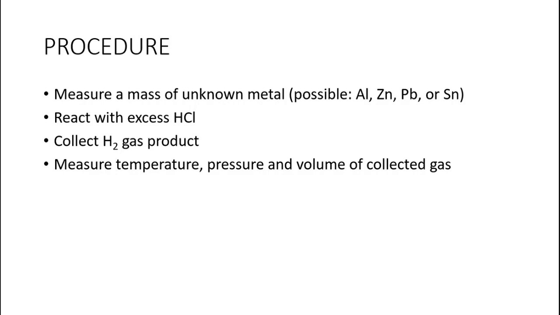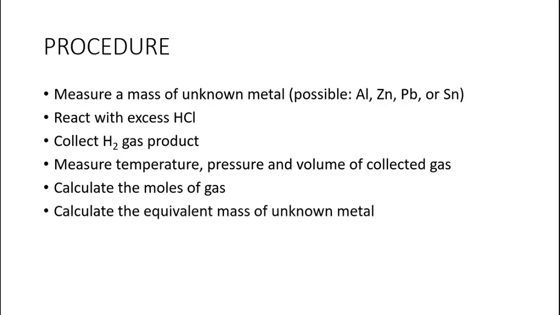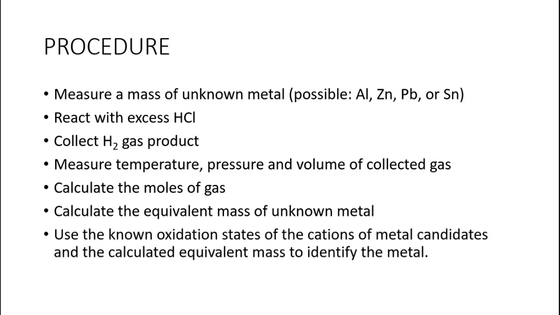And then using the gas laws, we'll be able to calculate the number of moles of gas. And having the mass of the unknown metal and the moles of gas produced, we can calculate the equivalent mass of the unknown metal. Now, because we know who the 4 candidates are, and we know what are the cations that these metals produce, knowing the oxidation states of these possible cations of our metal candidates and the calculated equivalent mass, we'll be able to identify the metal.